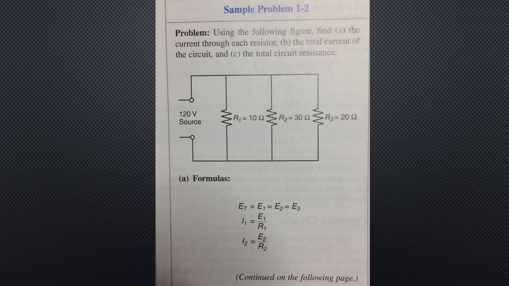Formulas used are ET equals E1 equals E2 equals E3. Also, current at 1 equals the EMF at 1 divided by the resistance at 1. And finally, the current at 2 equals the EMF at 2 divided by the resistance at 2.